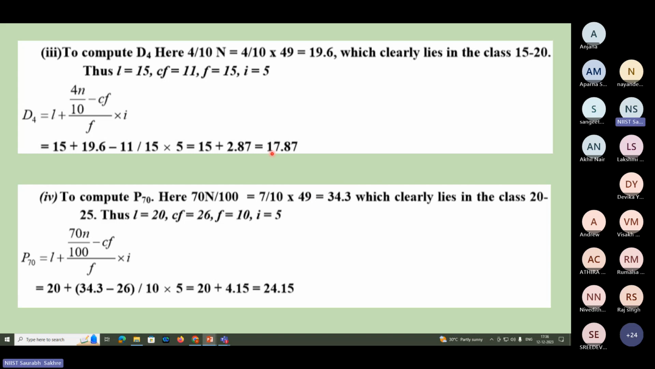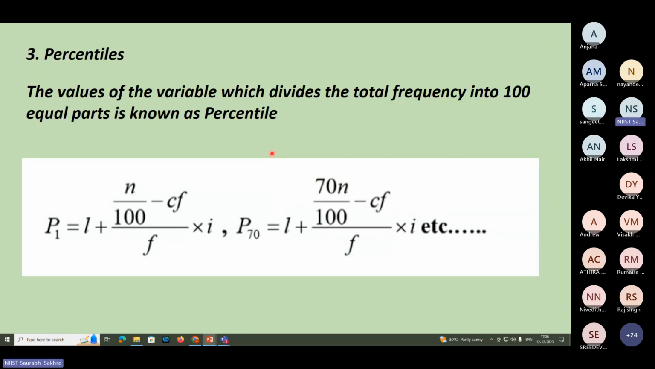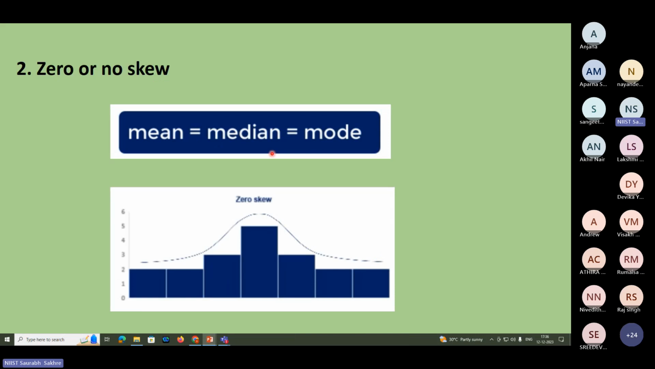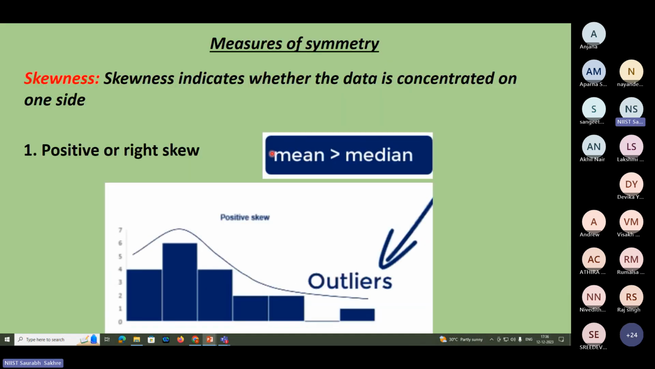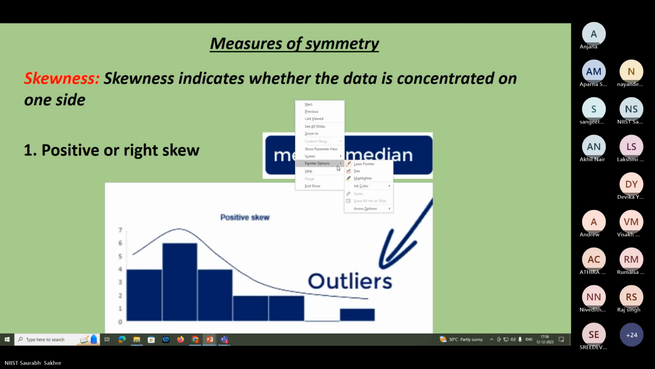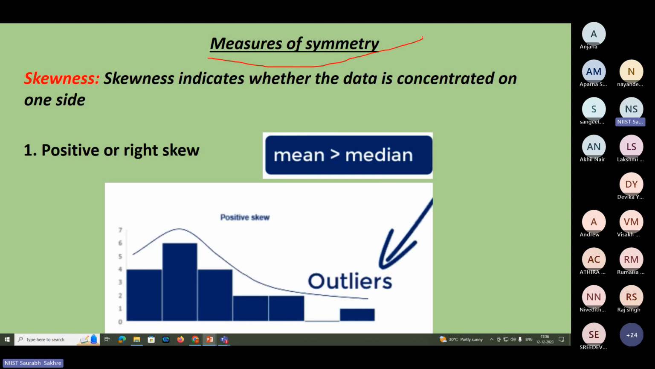Okay, so up to this point, we have finished today's class regarding descriptive statistics. And now we will see some further things. First we have seen measures of central tendency. Second we have seen measures of partition, right? Now we will see measures of symmetry. When I speak about measures of symmetry, the main important point we refer to is skewness.